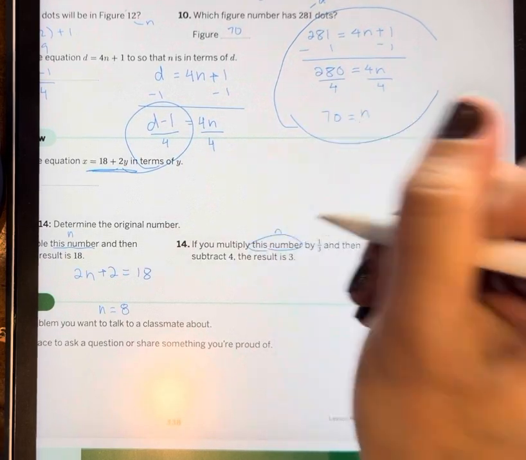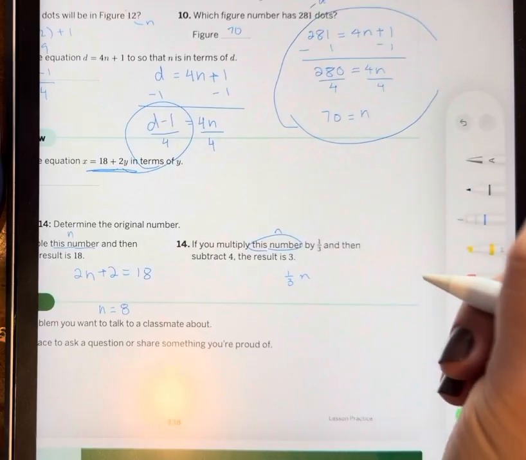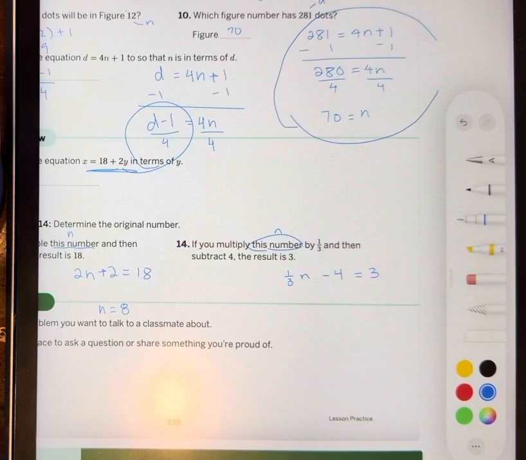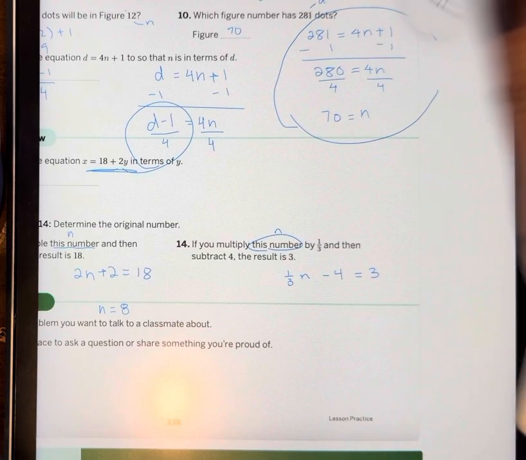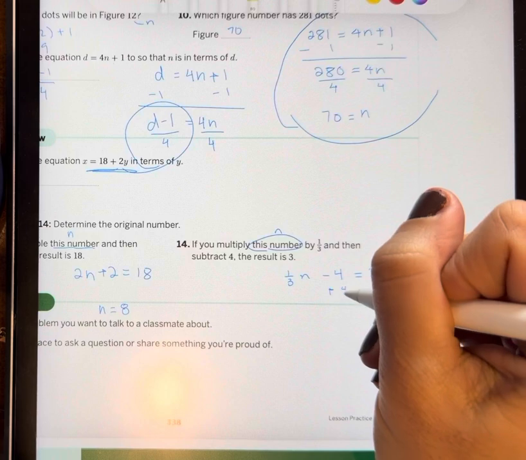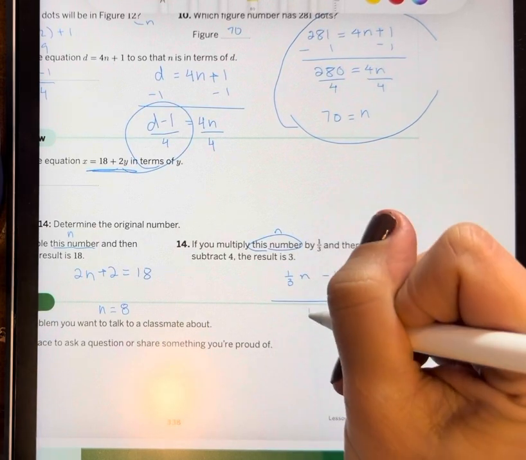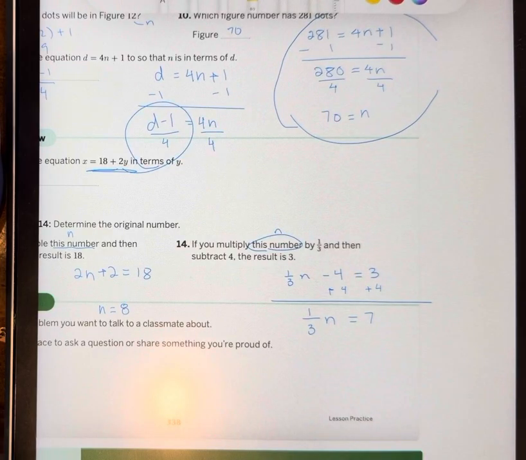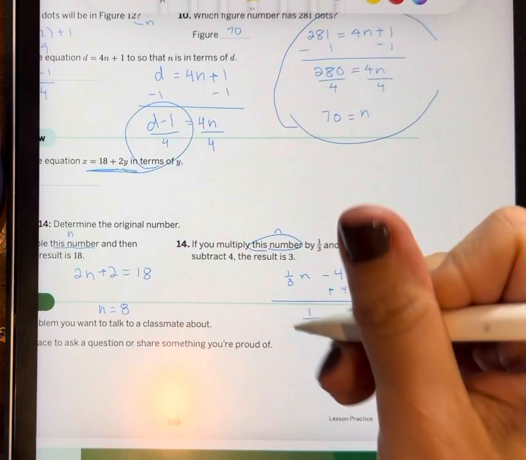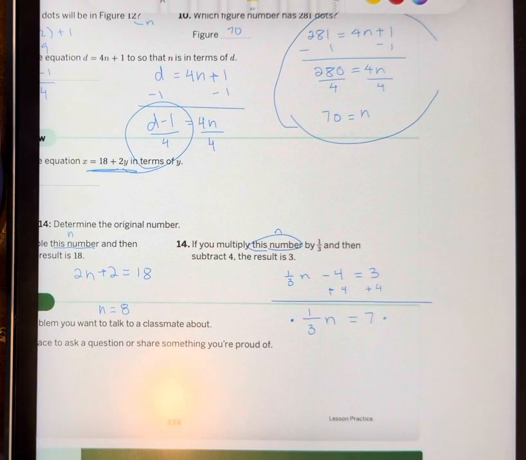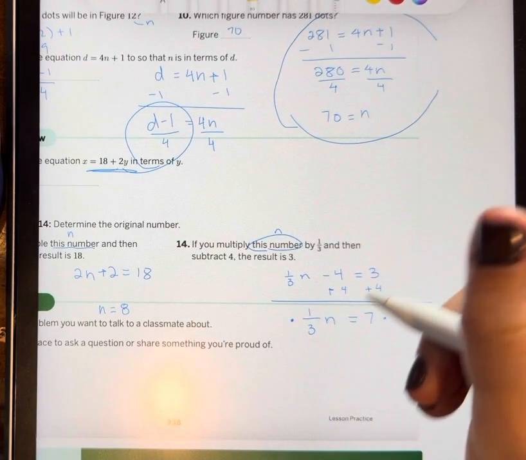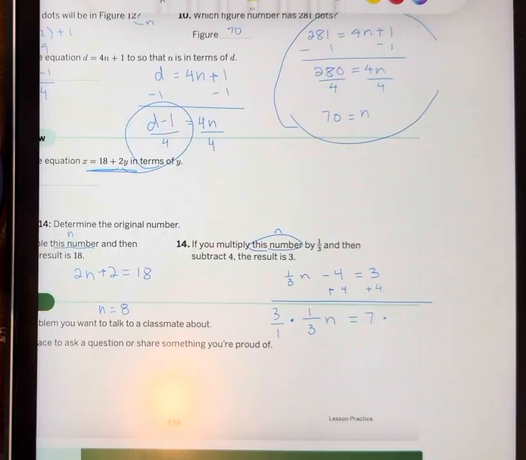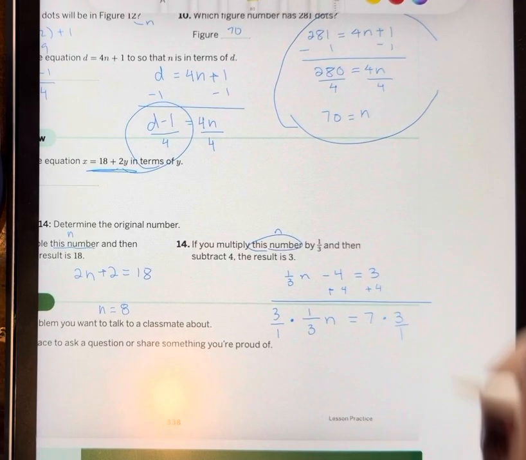If you multiply this number by a third, then subtract 4, the result is 3. So again, this number is unknown. Let's call it n. Let's multiply it by 1/3. Let's subtract 4. The answer is 3. I will do this one because I bet a lot of you are scared of that fraction right now. And I just want you to see that it's not scary. Let's add the 4 to both sides first. That's still the first thing we take care of. Now, that 1/3. Whenever I have a fraction and I want to get rid of it, I multiply both sides by the reciprocal of this. Reciprocal means flip it. Instead of 1/3, let's have it be 3/1. And then multiply the other side by 3/1.